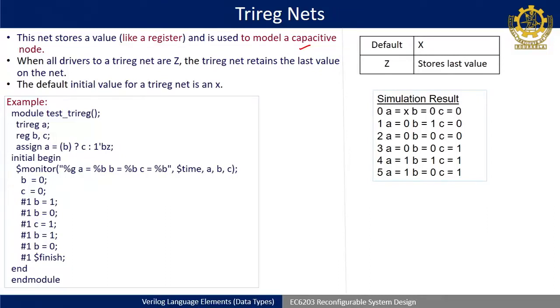So one example I have taken, and here you need to remember, when all the drivers to the trireg net are Z, the trireg net retains the last value, meaning as it is a register, I told you. So by default if nothing is mentioned it will get an X value, do not care. Okay. And if all the drivers to the trireg net are Z, that means if you are getting a Z here, then it behaves like storing the last value. If input is Z in trireg type of data type, then what it will do, it will store the last value, it will retain the last value. Okay. So we will see one example.